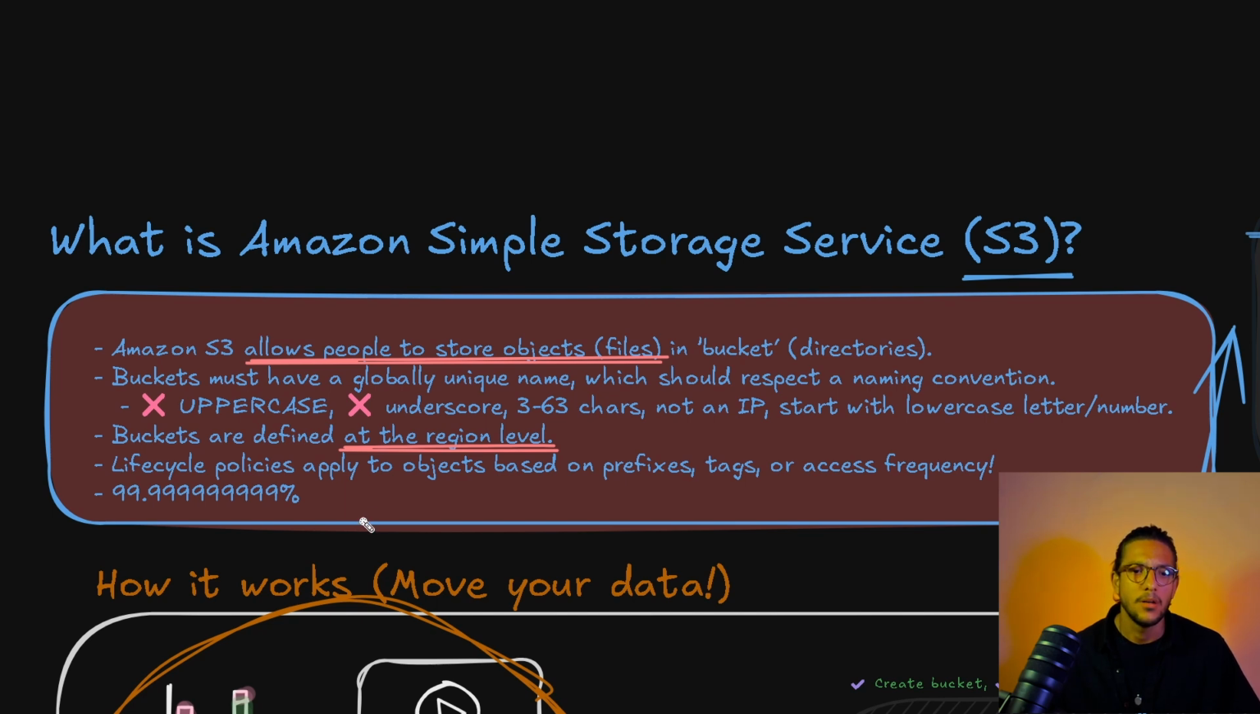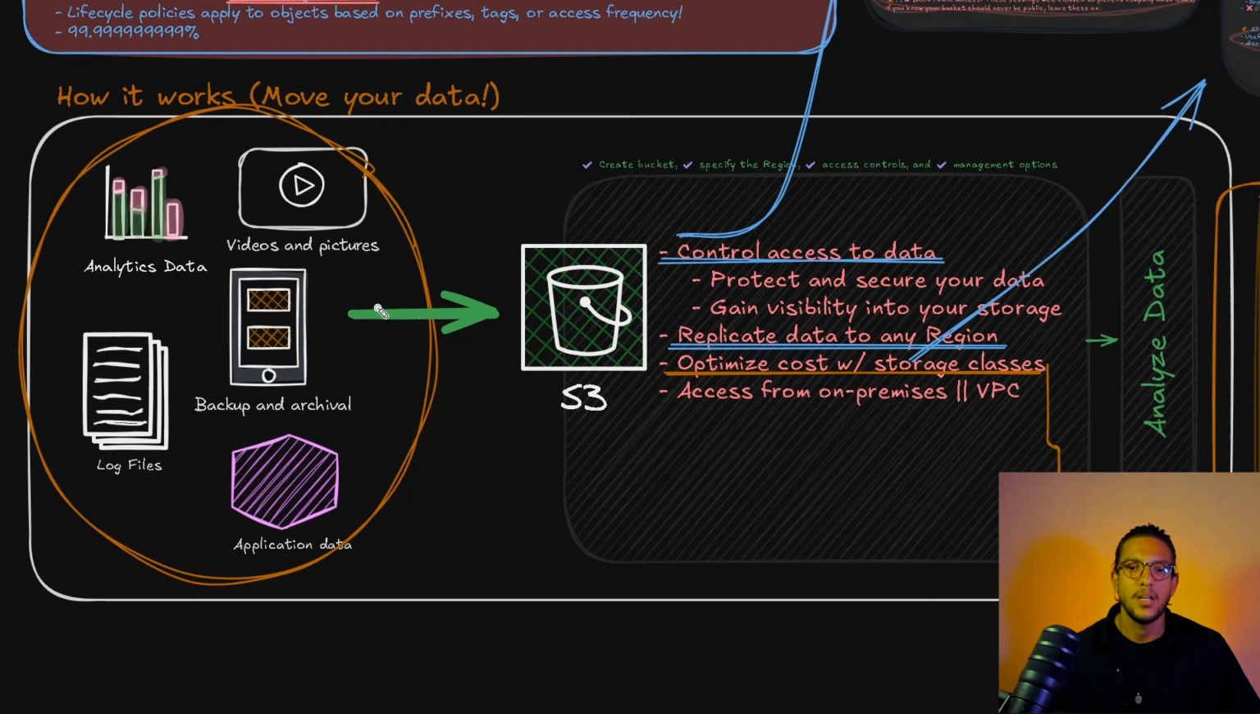How does it work? First, you create your bucket, then just upload whatever you need to store. Once your data is in S3, you get powerful controls to manage it. You can control exactly who accesses your data, keeping it private or sharing it only with those who need it. S3 protects and secures your data with encryption options and access logs. You get full visibility into your storage within monitoring tools to track usage.